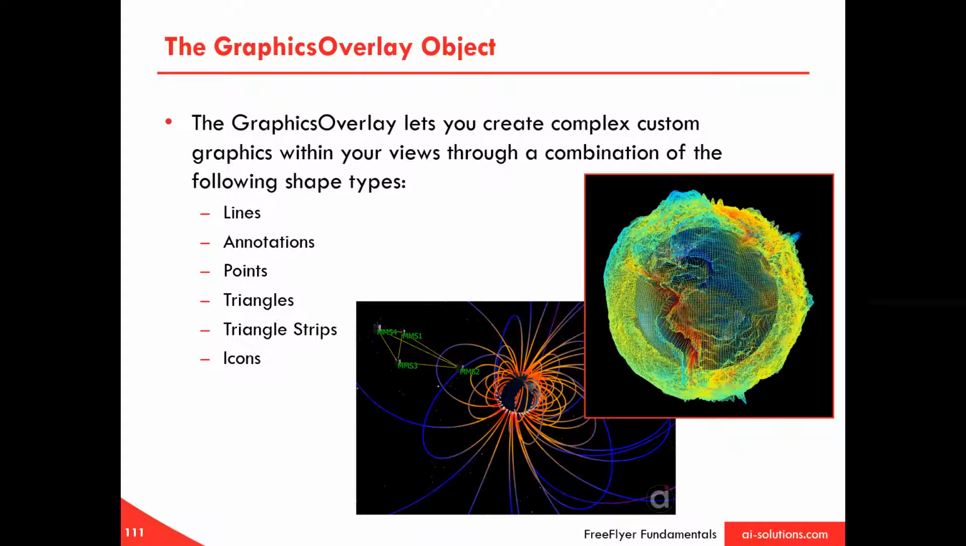In the image on the right, we're using graphics overlay lines to represent the Earth's gravitational field, and in the image on the bottom, we're using lines to represent the Earth's magnetic field.